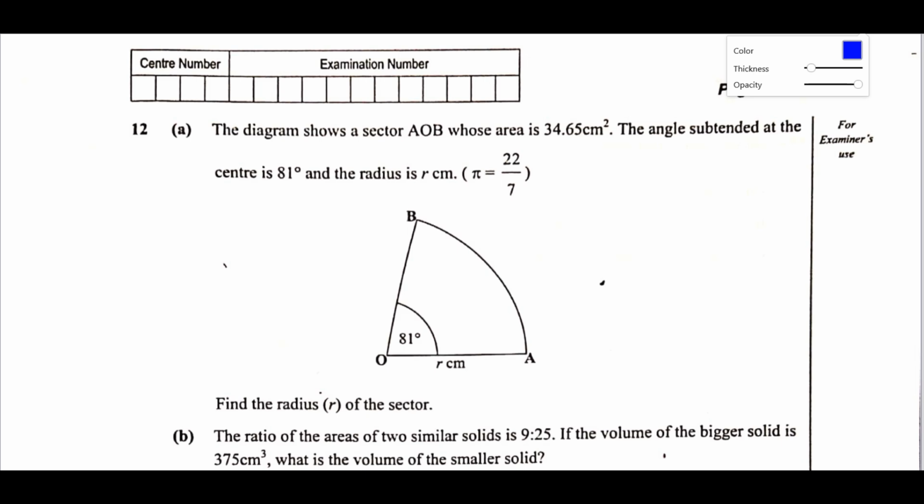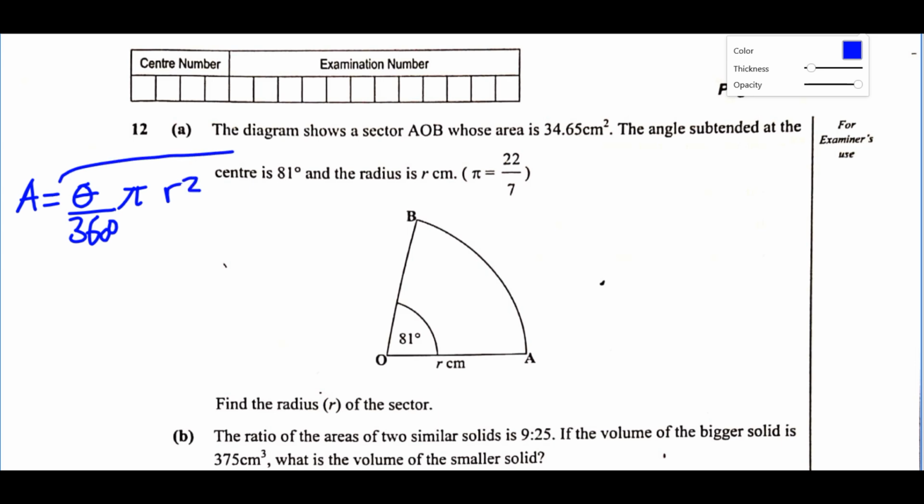The diagram shows sector AOB whose area is 34.65 centimeters squared. The angle subtended at the center is 81 degrees and the radius is r centimeters. Given pi is 22/7, find the radius. So we just want to find a distance called radius. So number one, we need to apply the formula. Area of a sector is equal to theta, representing the angle, divided by 360, then pi r squared.